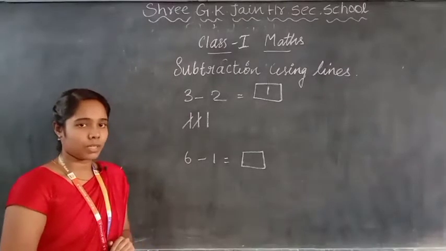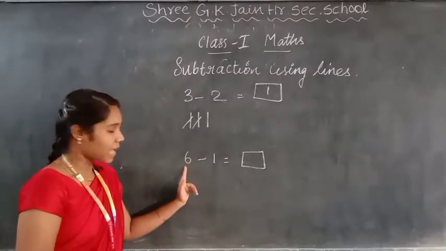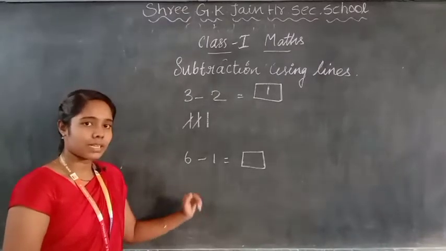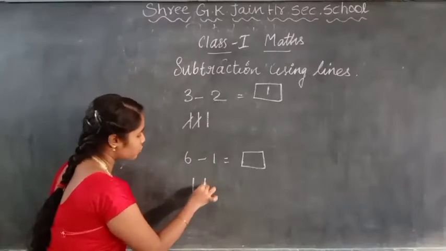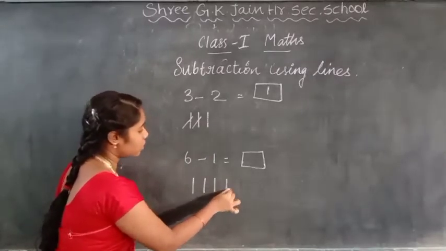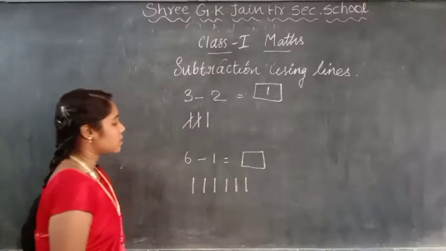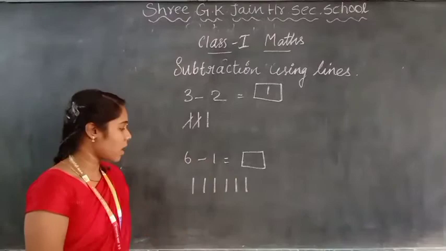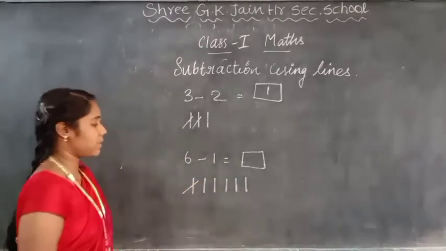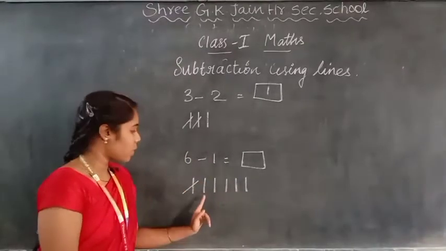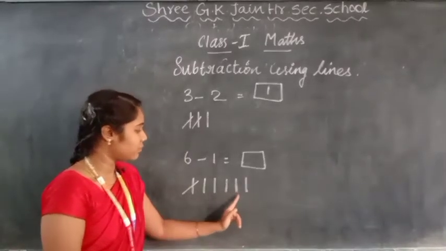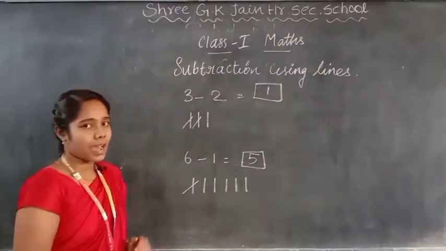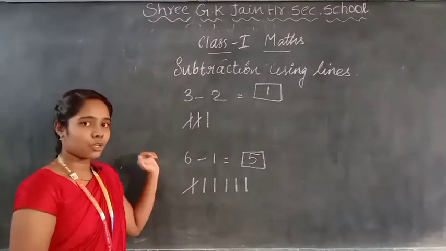Now you are going to tell me. What is the first step? First we have to see the first number given. Okay, 6. So we are going to draw the 6 lines. 1, 2, 3, 4, 5, 6. So how many lines should we take away from it? 1. 6 minus 1. So we are going to take away 1 line from it. So how many lines are left here? 1, 2, 3, 4, 5. So what is the answer? 5 is the answer. Understood? This method is subtraction using lines.